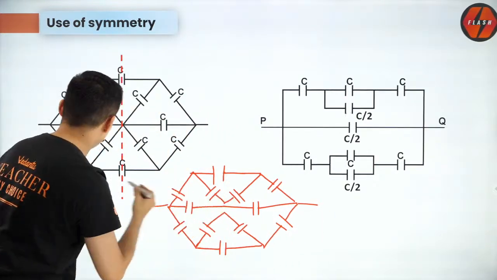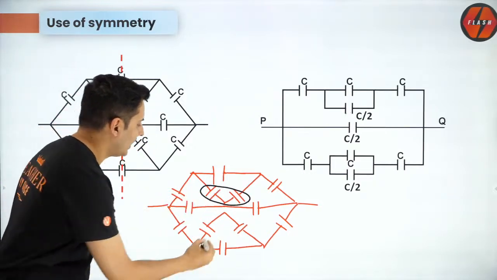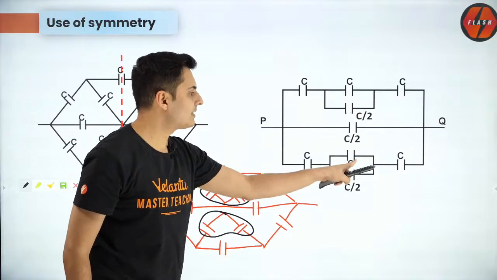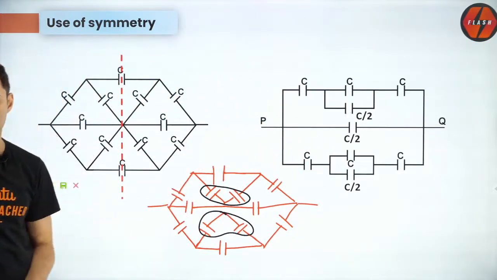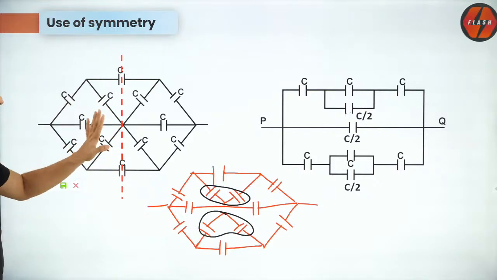And these two are in series. So are these two are in series. So you can convert them as C by 2, and now it becomes a simple series and parallel problem. Yes, it's something like the concept of Wheatstone, something like that.